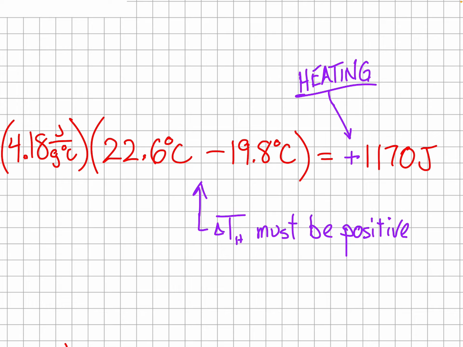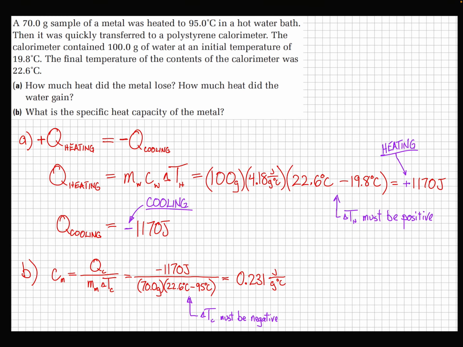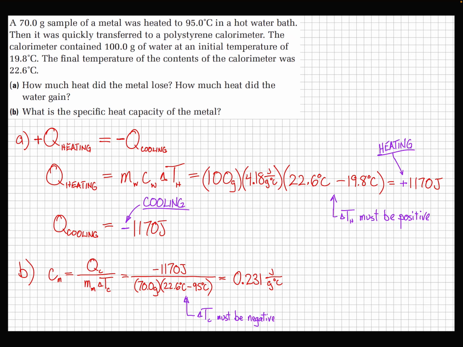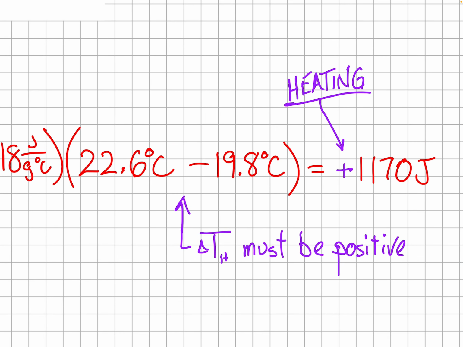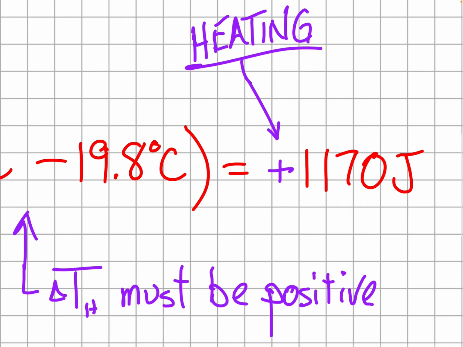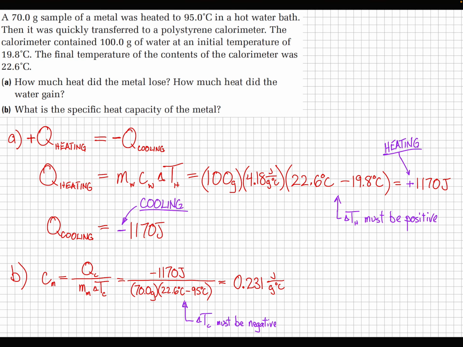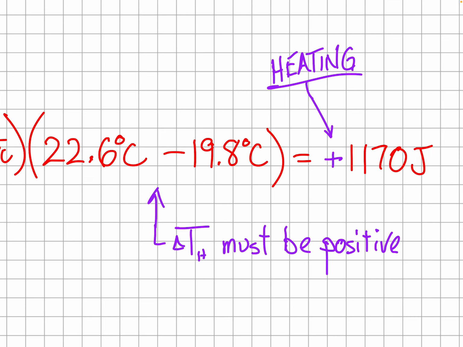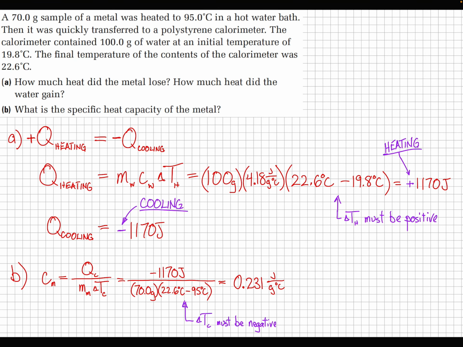So a change in heating temperature has to be positive. Your initial and final temperature, in this case, are going to be flipped around. This will give us a positive value for our heating substance, and that value is given by 1,170 joules.